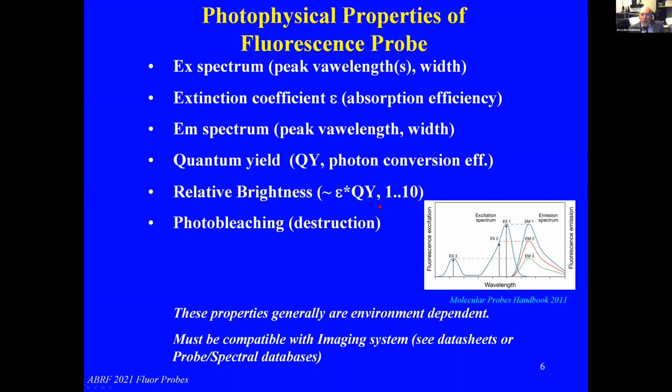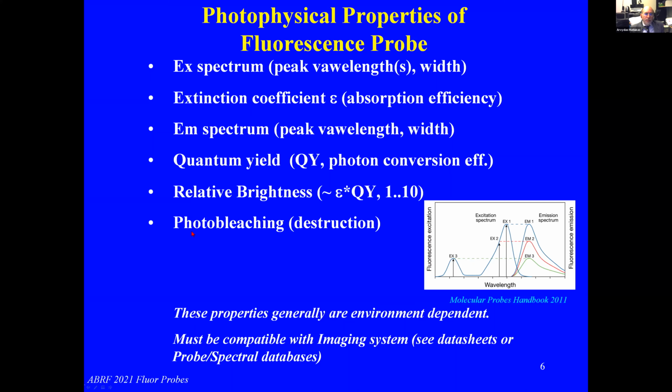I forgot to put a reference here, but if somebody is interested, I can tell later. There are tables that quantify relative brightness on a scale of 10. Roughly, the relative brightness can differ about 10 times.